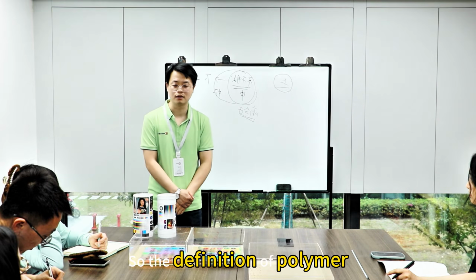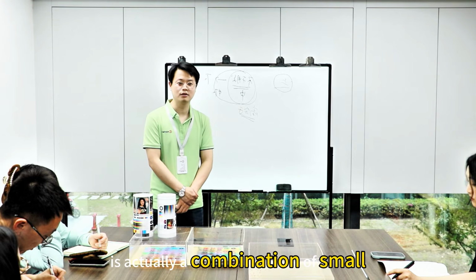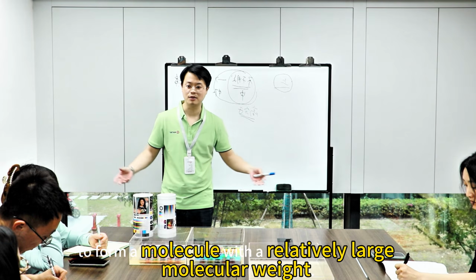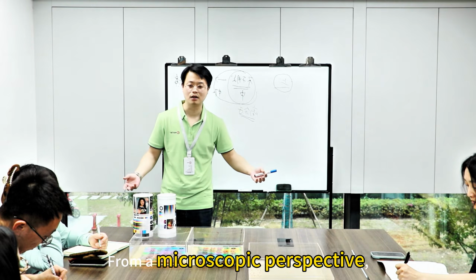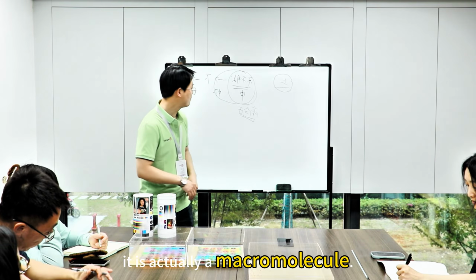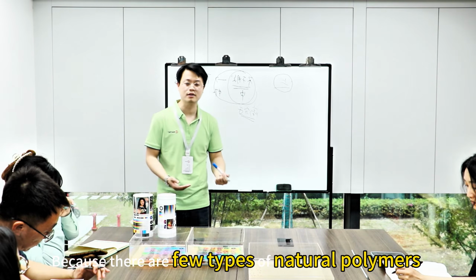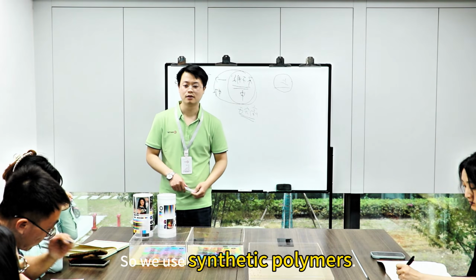So the definition of polymer is actually small molecules combined together to form a molecule with a relatively large molecular weight. From a microscopic perspective, it is actually a macromolecule. So what we use is actually synthetic polymers, because there are few types of natural polymers. So we use synthetic polymers.